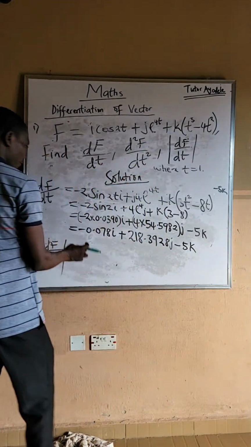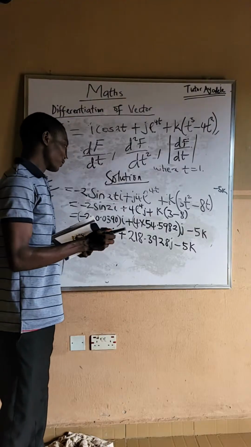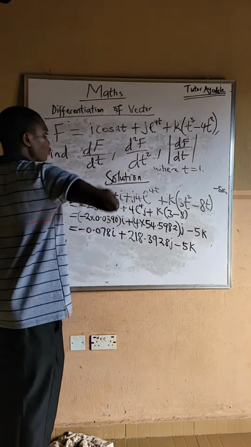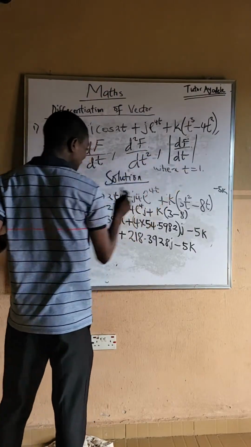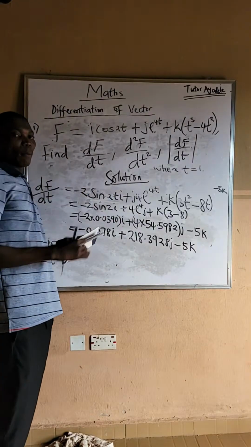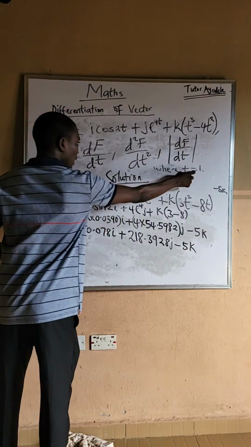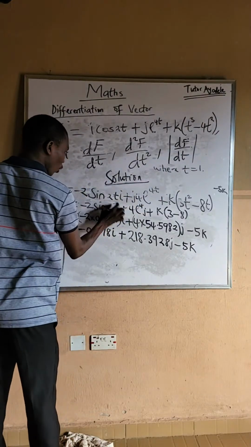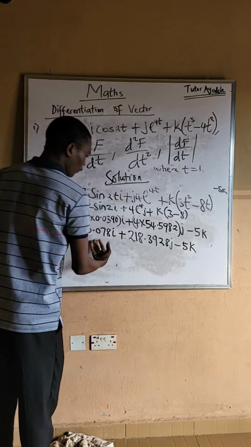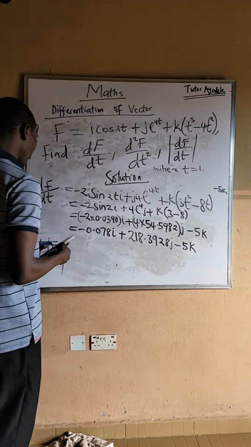After getting this, we can then find the magnitude. Very simple. What are we trying to do so far? We're trying to put the value of T here so that it may be easy for us to get the magnitude. If you don't replace T to eliminate all this sine and exponential, it will be difficult for you to find the magnitude.